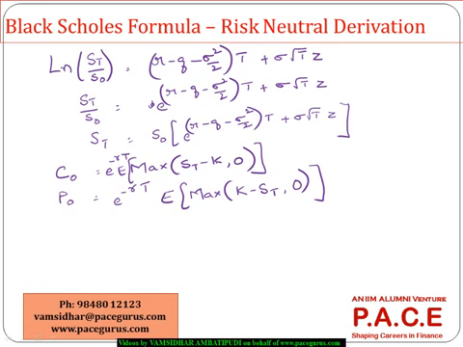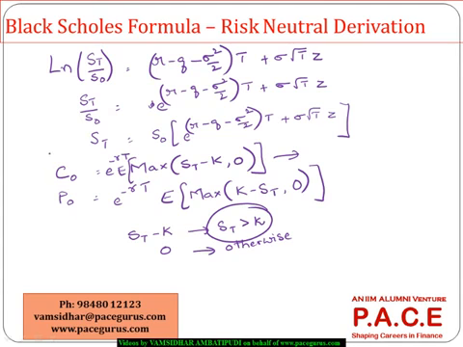So I need to know the maximum of ST minus K comma 0, which I can very well write as: the value is equal to ST minus K if ST is greater than K, and it is equal to 0 in the other cases, correct? So what do we mean by ST greater than K? Probably I'll try to write it.